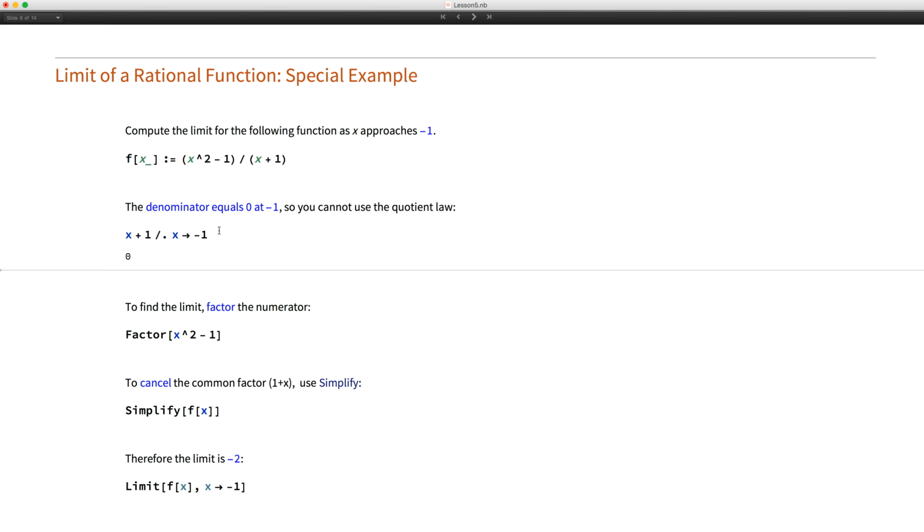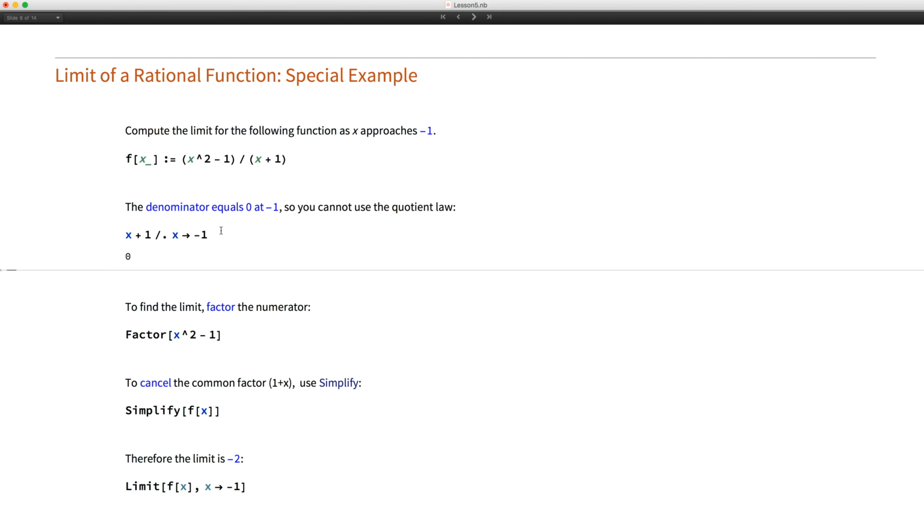So what we do is we factor the numerator and check that in fact we have a common factor of 1 plus x. And to cancel this common factor, we can use several functions. I'll use simplify over here, and that will get the function down to its simplest possible form, in which you can plug in the values, and you can see quite clearly that the limit is -1 minus 1, that's -2, and that's confirmed by the limit function.